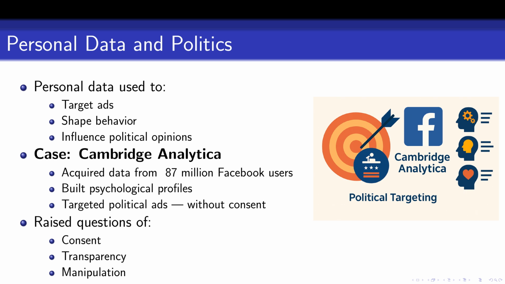Data ethics extends beyond privacy and bias to include how personal data is used to influence behavior. One of the most notorious examples is the Cambridge Analytica scandal. This political consulting firm acquired data from 87 million Facebook users, largely without their consent, and used it to build psychological profiles. These profiles were then used to target political ads, aiming to influence opinions and voting behavior.